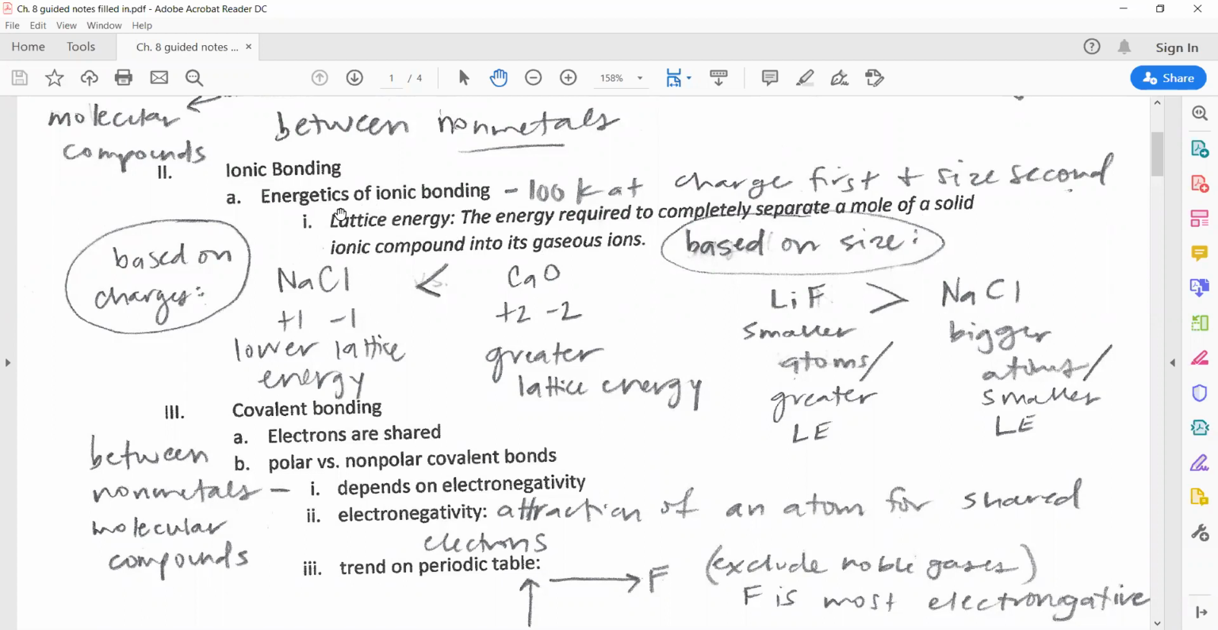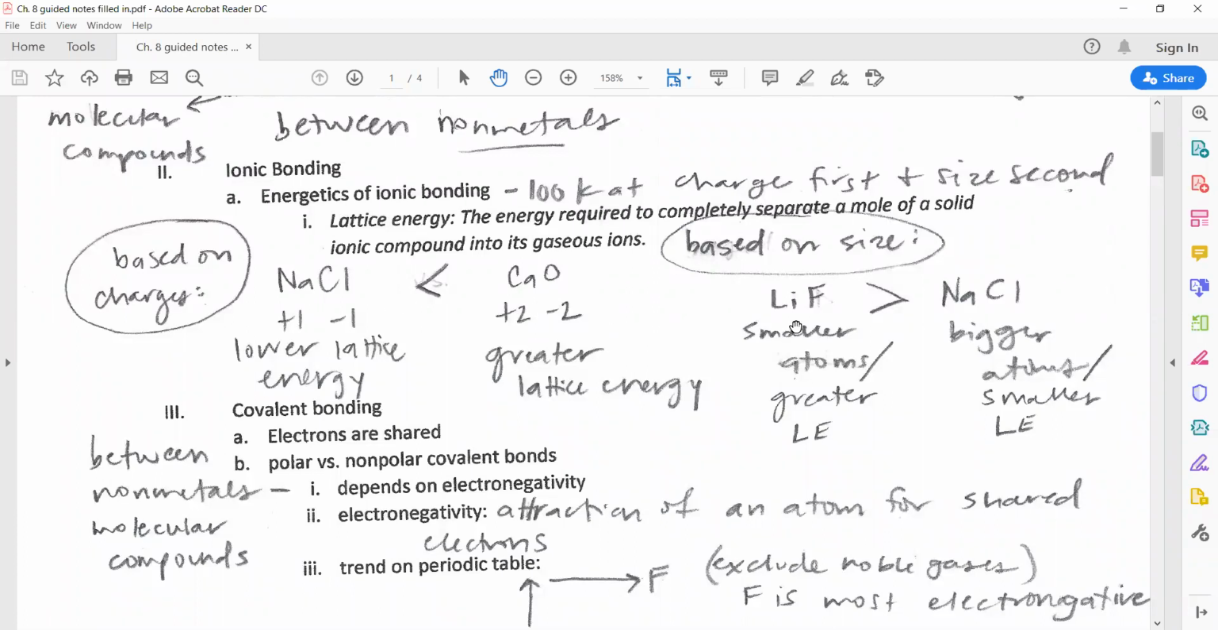To compare this strength or this lattice energy of two different ionic compounds, you look at two things. You look at charge first, so charge of the ions, and then if that's not different, then you look at the size of the atoms. So here, if you're looking at charges first, if you were comparing the lattice energy of NaCl and CaO, you would look at their individual charges. So we have a +1 and a -1. We have a +2 and a -2. So because the CaO has higher charges, that compound would have greater lattice energy. It would be harder to pull those two atoms apart because they have stronger magnets.